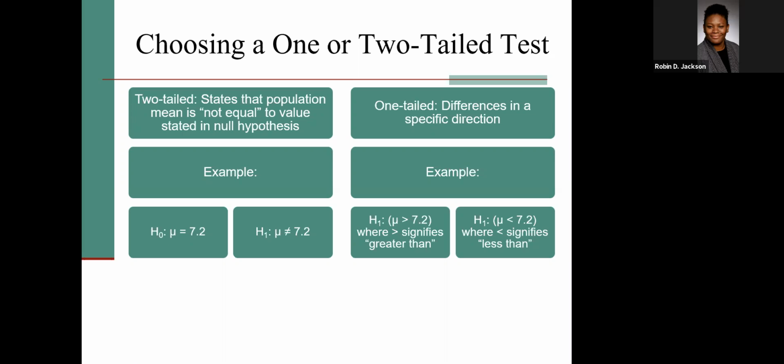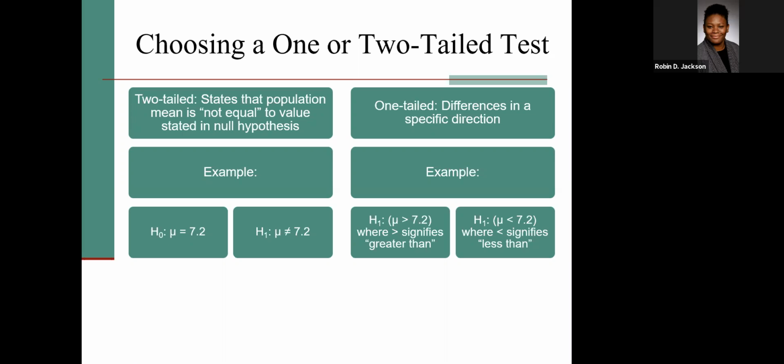The other version is if the researcher thinks that the population value is going to be less than, then like you see here, H1, and then in parentheses, you have the symbol for the population mean is less than 7.2, where the less than sign signifies less than. That's essentially how you would write it.